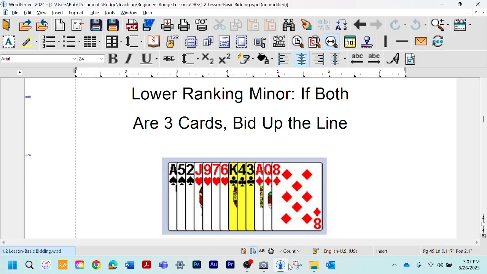The lower-ranking minor: if both are 3 cards, you bid up the line. So if you have 3 clubs and 3 diamonds, you bid the clubs. Don't bid the diamonds. And there are reasons for all that, but I won't go into all that right now. I'm just trying to give you the very basics to start.